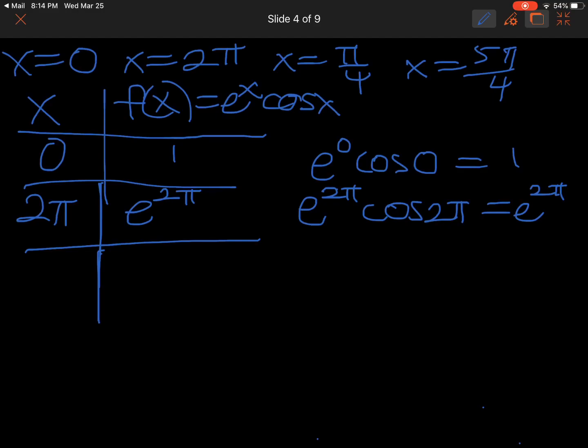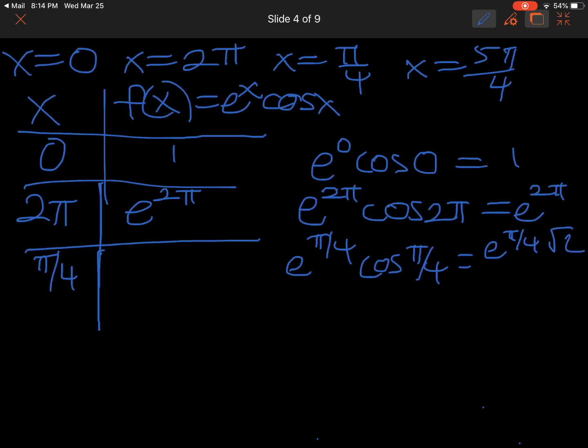Our next value is pi over 4. So we know this is going to be e to the pi over 4, and we have cosine pi over 4. Recall that cosine pi over 4 is equal to the square root of 2 over 2. So this gives us e to the pi over 4 times the square root of 2 over 2.